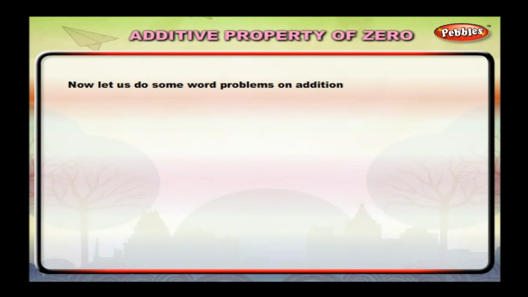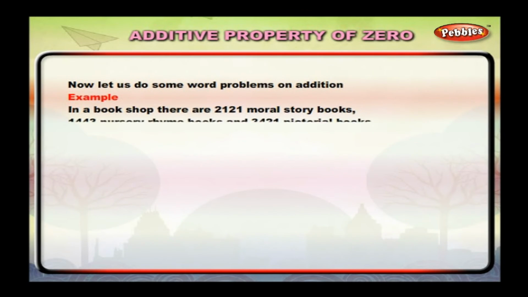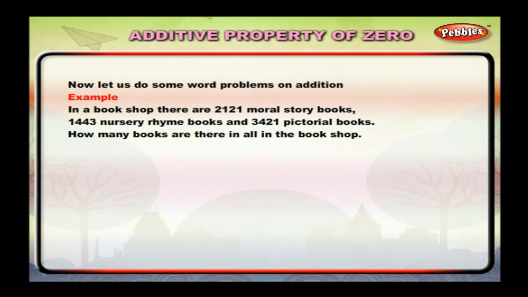Now, let us do some word problems on addition. Example. In a bookshop, there are 2,121 moral story books, 1,443 nursery rhyme books, and 3,421 pictorial books. How many books are there in all in the bookshop? Now arrange them in columns.